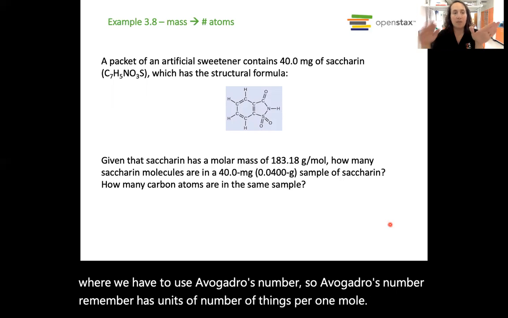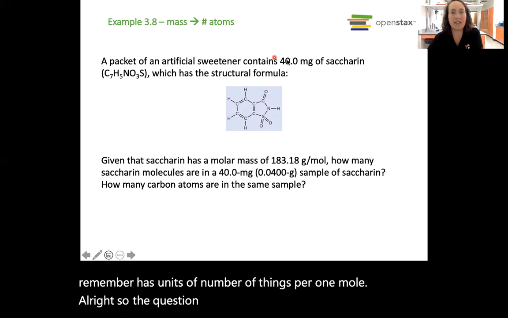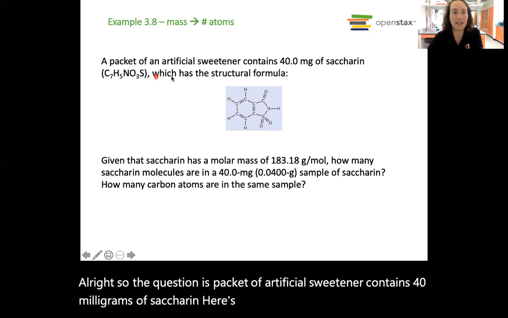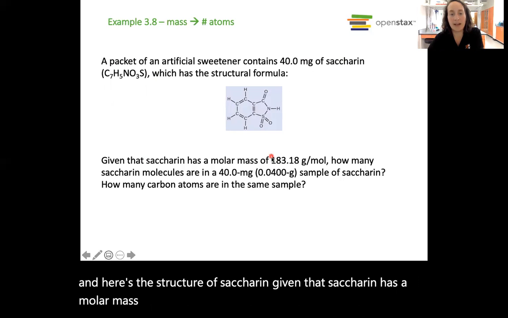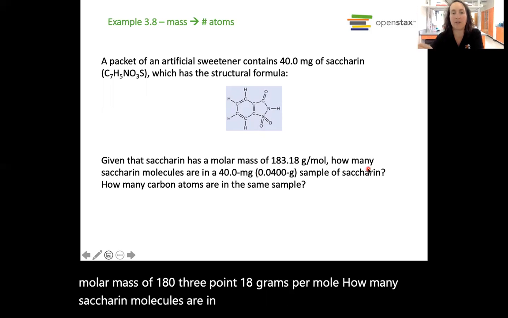All right, so the question is, a packet of artificial sweetener contains 40 milligrams of saccharin. Here's the molecular formula of saccharin, and here's the structure of saccharin. Okay. Given that saccharin has a molar mass of 183.18 grams per mole, how many saccharin molecules are in 40 milligrams of saccharin?